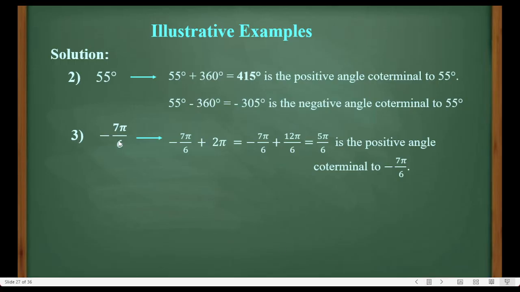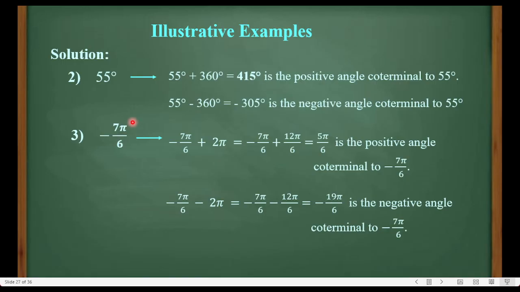Next, number 3, negative 7 pi over 6. So we just add 2 pi. And the result is 5 pi over 6, which is the positive angle coterminal to this angular measure. What about the negative coterminal? Of course, again, we go back to this given angular measure and subtract 2 pi, and the result is negative 19 pi over 6, which is the negative angle coterminal to negative 7 pi over 6.